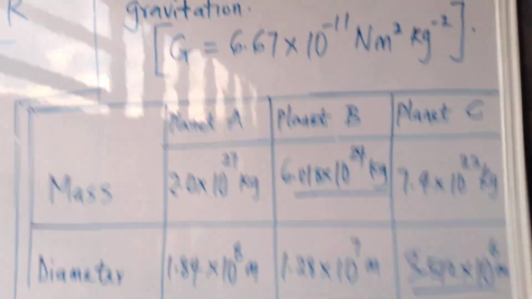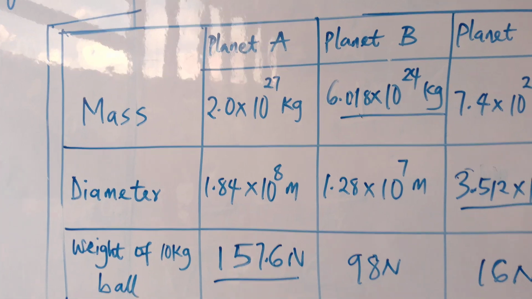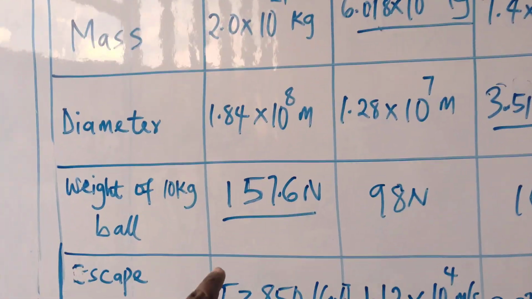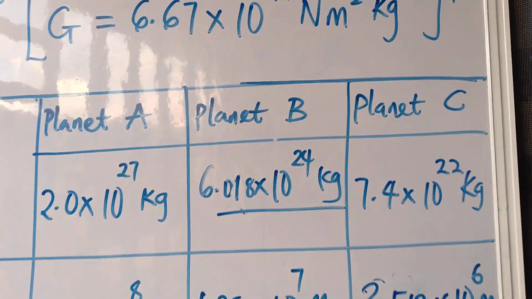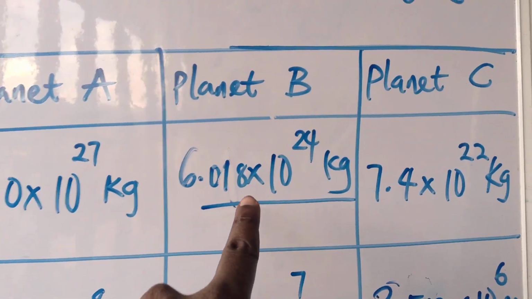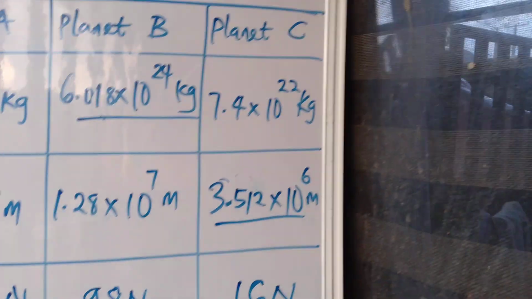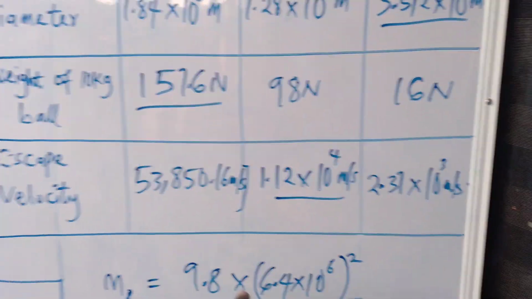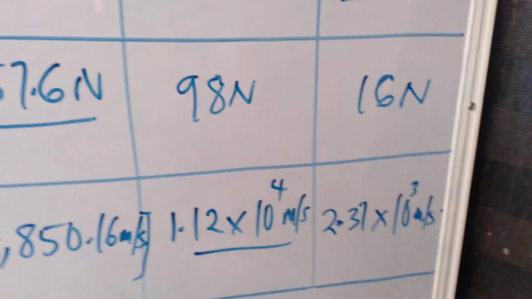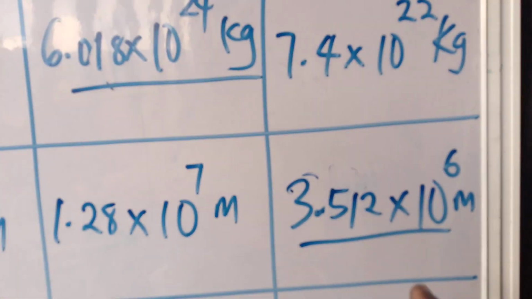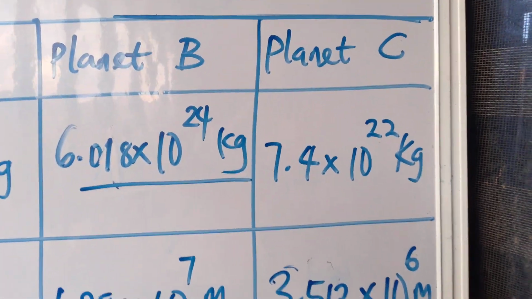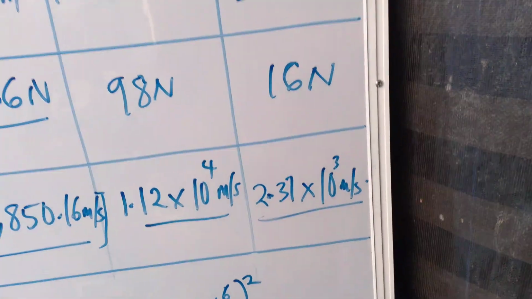Alright, so take note of this. We have solved them. We've got the value of the weight of the 10 kg ball, then we also got the value of the mass of planet B. Then we got the escape velocities as well. These are the escape velocities we saw for each of them. And then the diameter of planet C is this. We solved each of them.